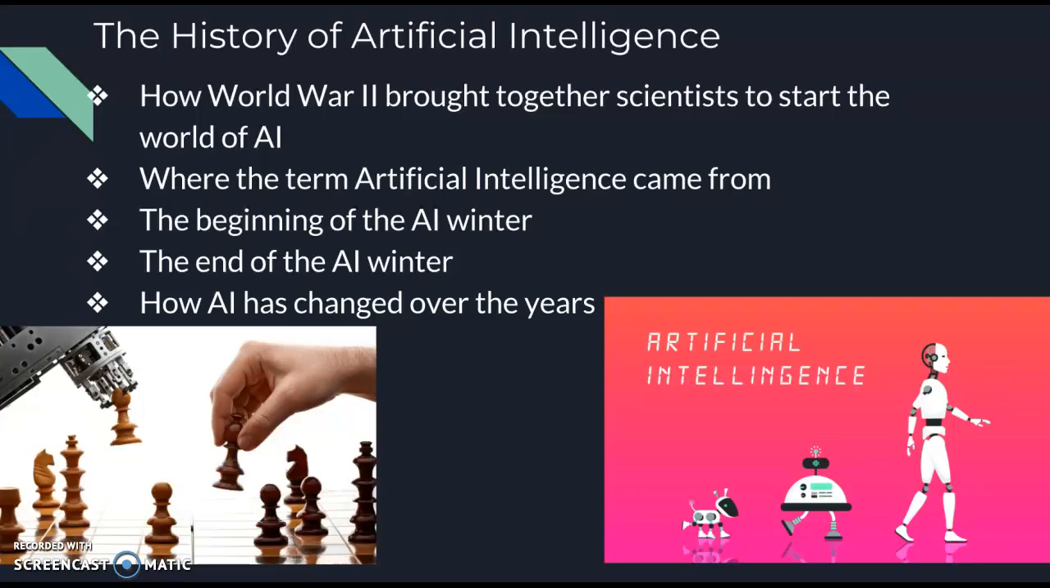In 1973, the AI winter began. The AI winter was when millions of dollars had been spent on research for AI, and there was little to show for it. So a professor, Sir James Lighthill, gave a damning report on the state of AI, and this caused all funding for AI to become non-existent, causing the beginning of the AI winter.